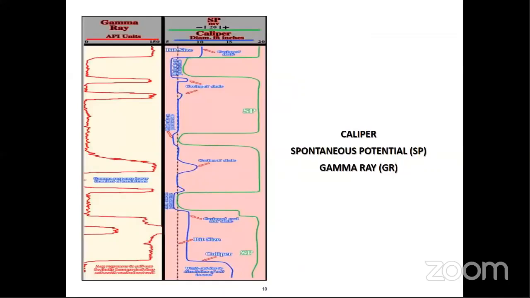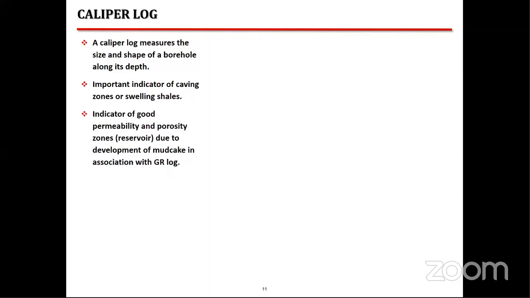I now come to the next section of my presentation, which will be a discussion on the various basic logs: caliper, spontaneous potential, and gamma ray logs. A caliper log measures the size and shape of a borehole along its depth. It is an important indicator of caving zones and swelling shales. It is an indicator of good permeability and porosity zones due to the development of mud cake in association with the gamma ray log. It is finally also used to calculate the volume of cement needed behind the casing.